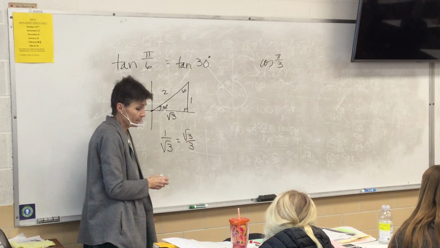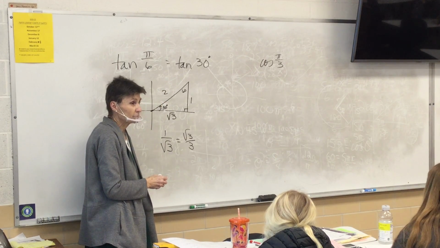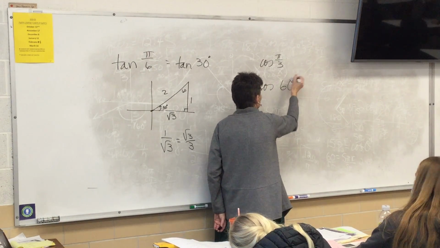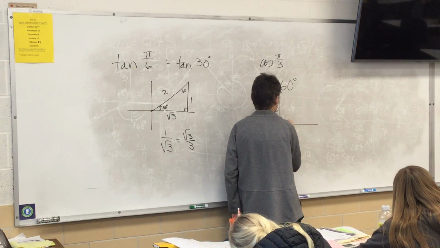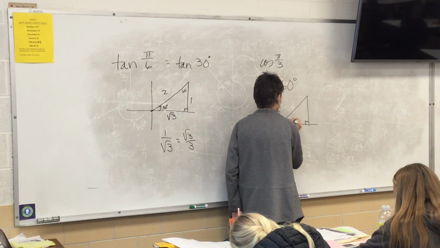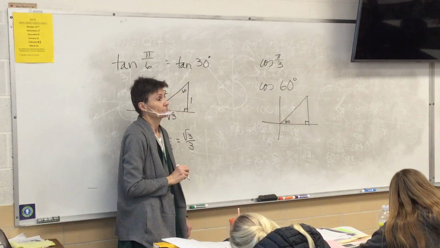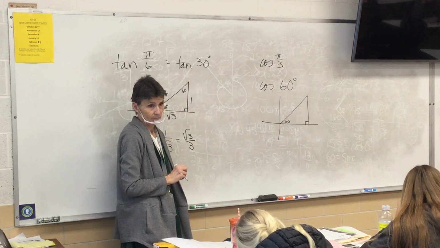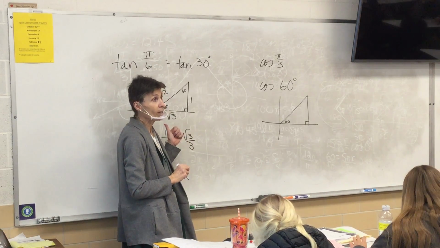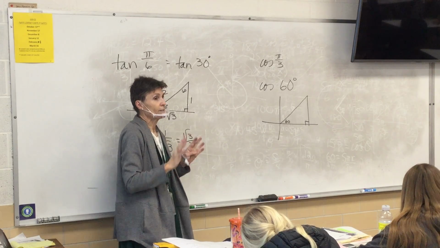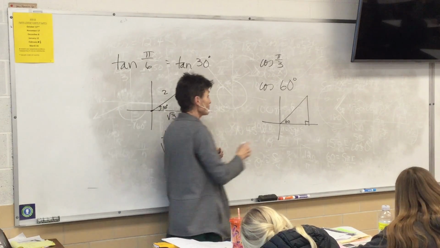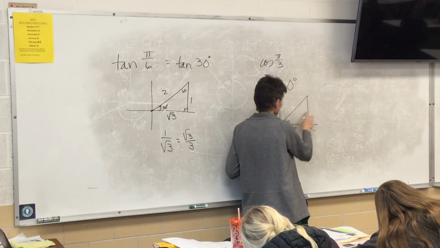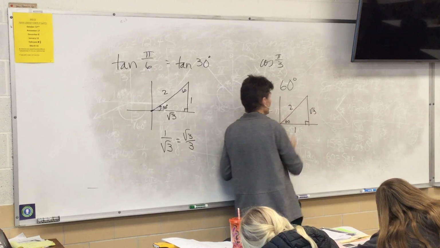Cosine pi over 3. 180 over 3, so that'll be cosine 60. Here's my picture. Now it's the same triangle, but things are rearranged a little bit, right? Here's the 30. Across from the 30 is 1. Across from the 60 is root 3, and the hypotenuse is 2.